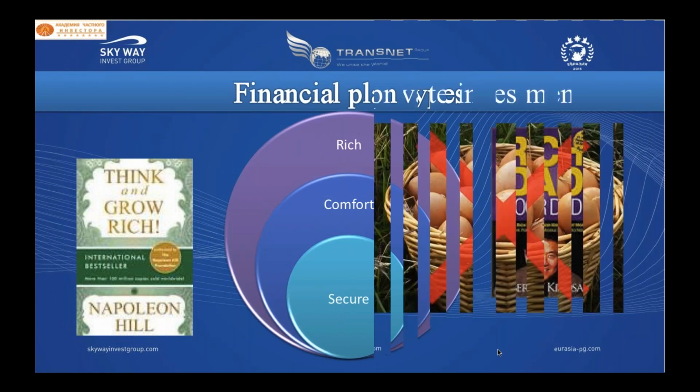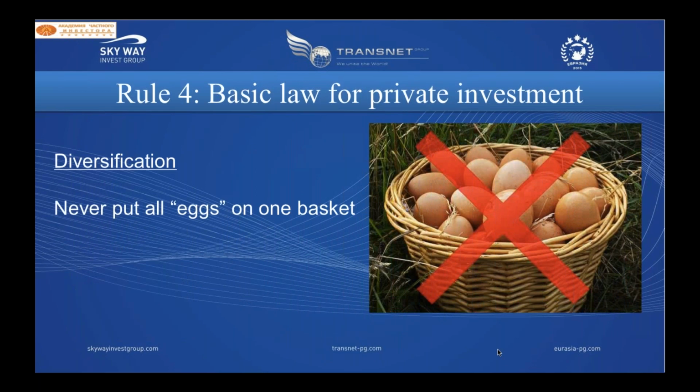So the financial plans, that's pretty much it on the financial part. Rule number 4 is diversification. I already mentioned this. Never put all your eggs in one basket, because it is too dangerous. Even if you are doing a successful business with Skyway today, it would be really wrong for you to reinvest all your profit into the Skyway pre-IPO equity shares.